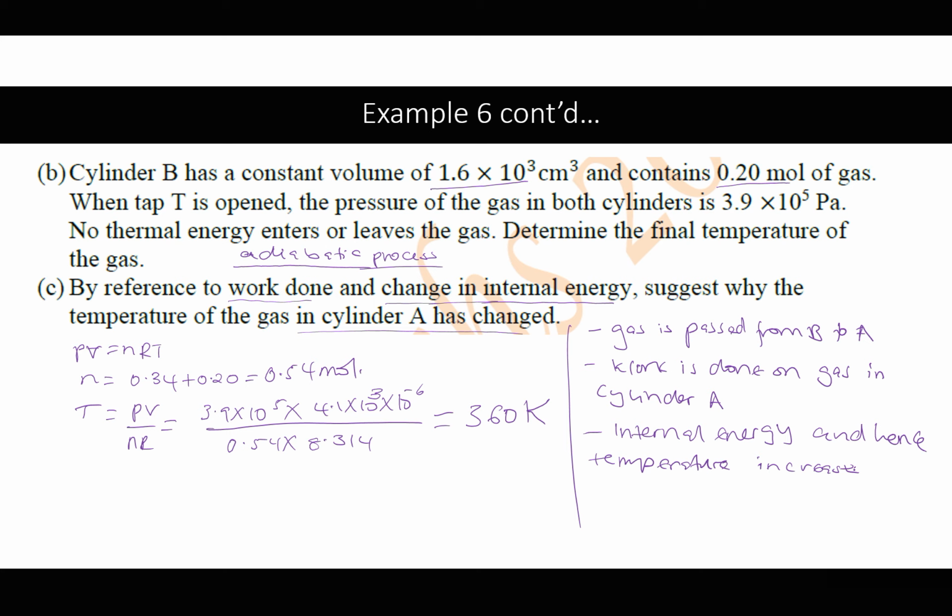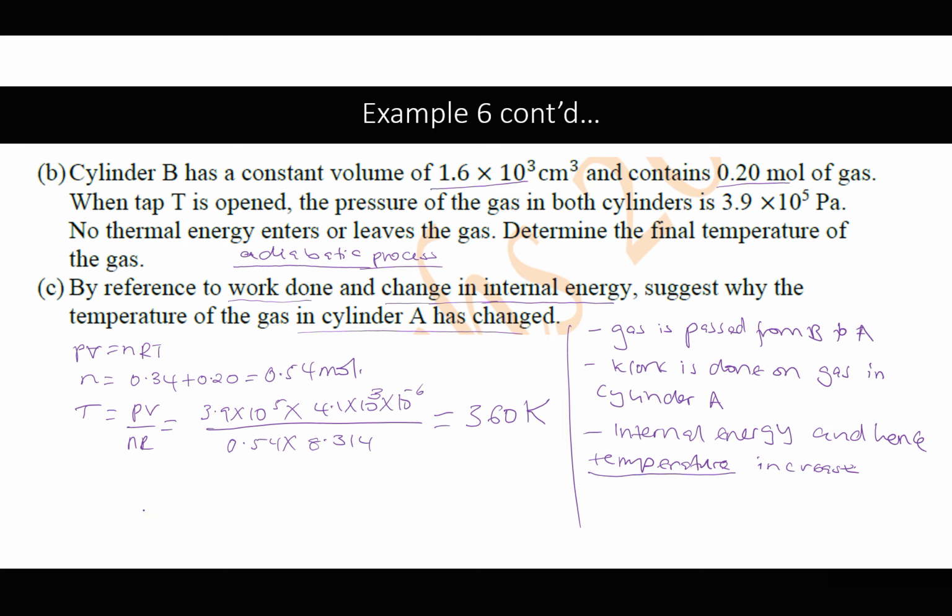So, if gas is passed from cylinder B to cylinder A, where B is at higher pressure than A, then it's like the gas in B is doing work on the gas in cylinder A. Therefore, because there is work being done on cylinder A, the internal energy, or the total kinetic and potential energy of the molecules in cylinder A, does what? Increases. And if the kinetic energy of the molecules in cylinder A increases, the temperature has increased, because temperature is the average kinetic energy of the molecules which make up the system.